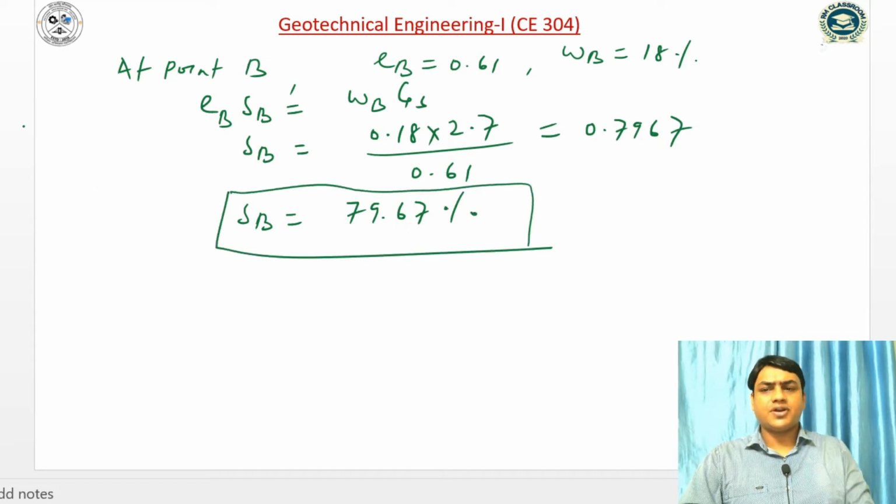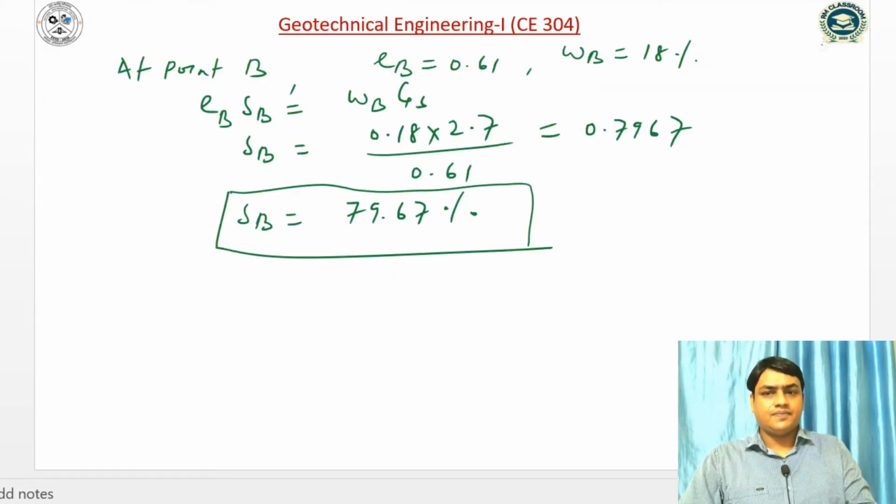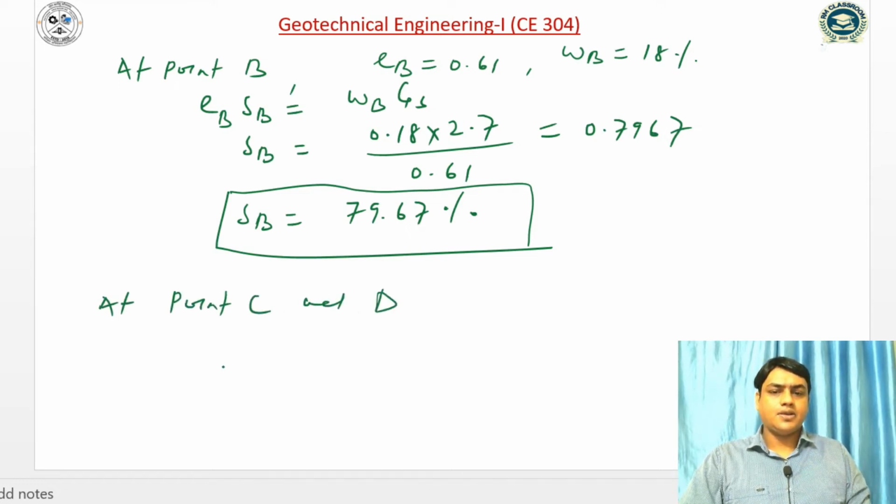Similarly, for the degree of saturation at points C and D, as I told you, the zero air void line and 100% saturation line are the same, meaning at points C and D the degree of saturation will be 100%.